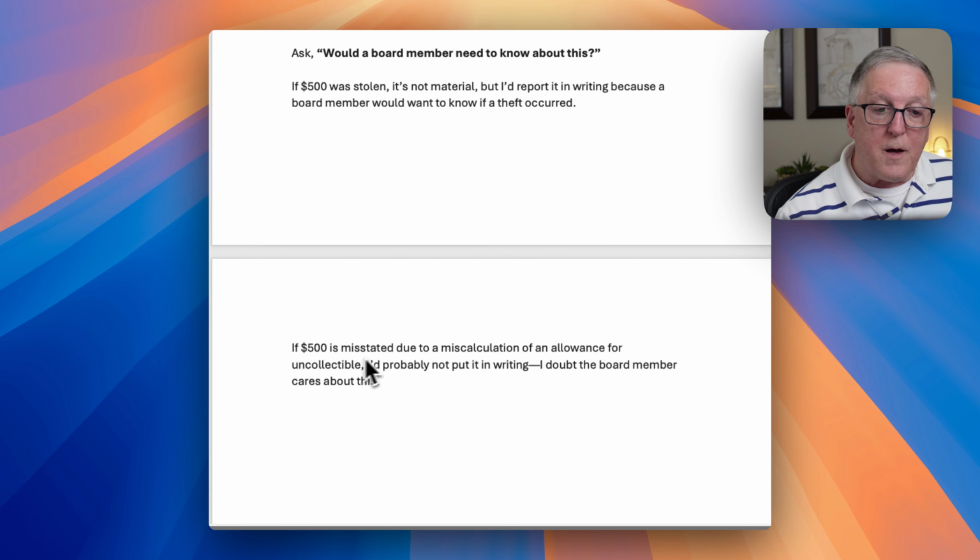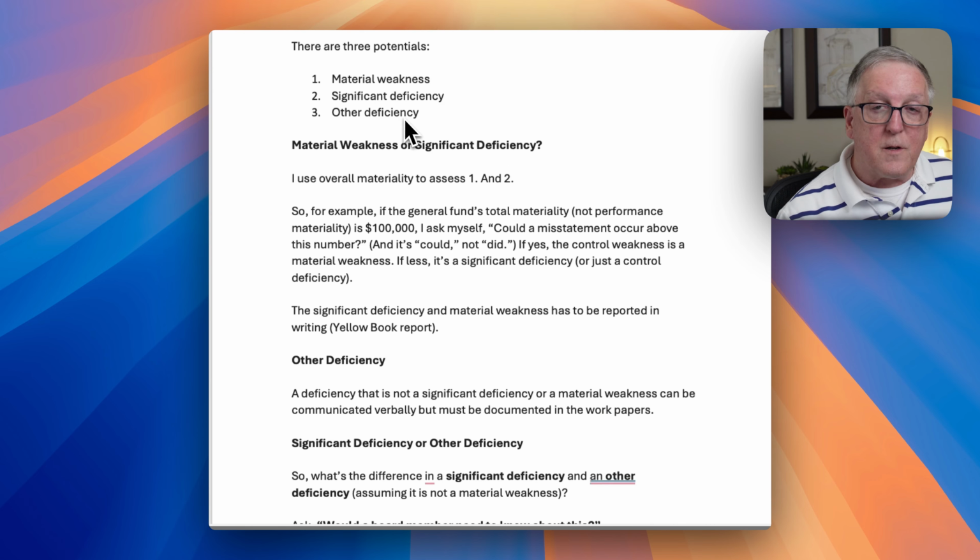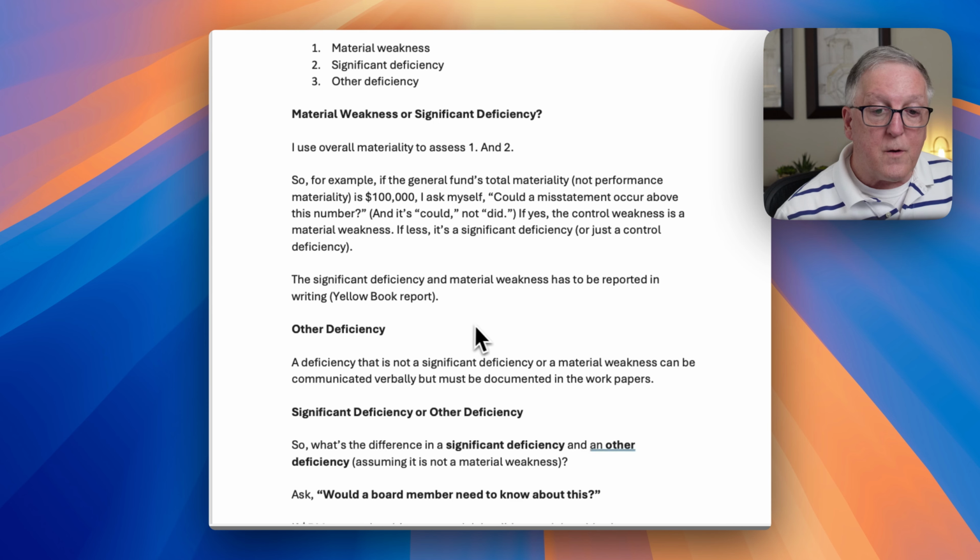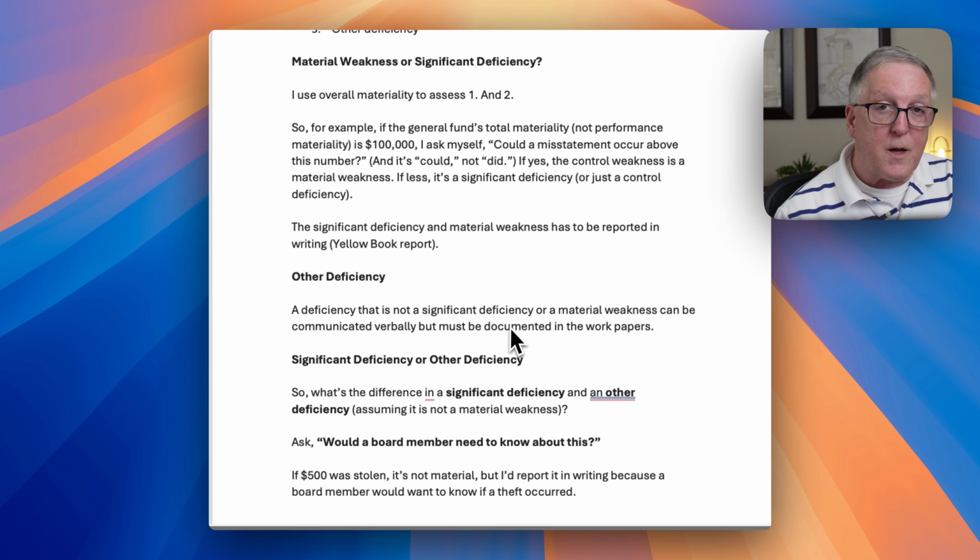So the second example I have here is, let's say the client computes the allowance for uncollectibles on receivables, and they make a $500 mistake. A board member probably doesn't care about that, so you could deem that as an other deficiency. Now, if that's the case, what I'm going to do is verbally communicate that control weakness that allowed that misstatement. I'm going to talk to the client, maybe the person that computed that allowance. Then I'm going to document in the work papers that I had this conversation, say, with Joe Johnson on July the 18th, and this is what I said to Joe.